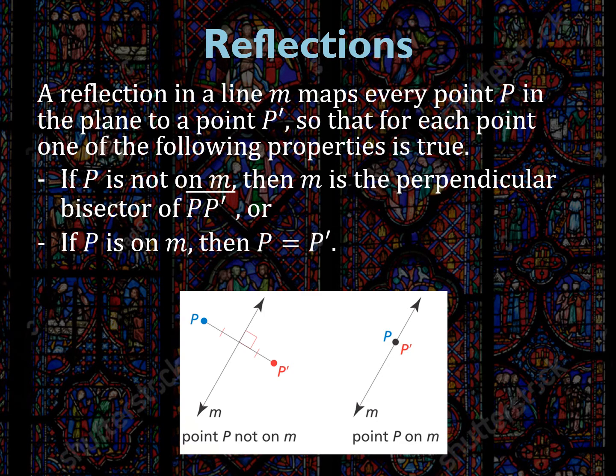So a reflection in a line M maps every point P in the plane to a point P prime, so that for each point the following is true. If P is not on M, like in the first example here, then M is the perpendicular bisector of P P prime. So notice that if you were to fold across line M, P and P prime would overlap themselves. They are the same distance away from line M. If P is on line M, then the reflected point is actually on the line itself. So if you were on the line, it would just be on the line itself.